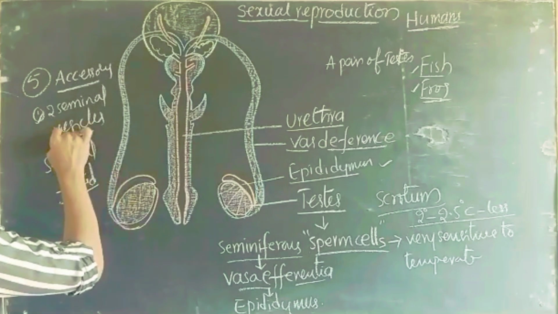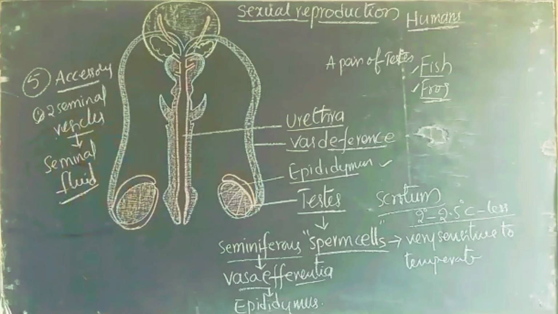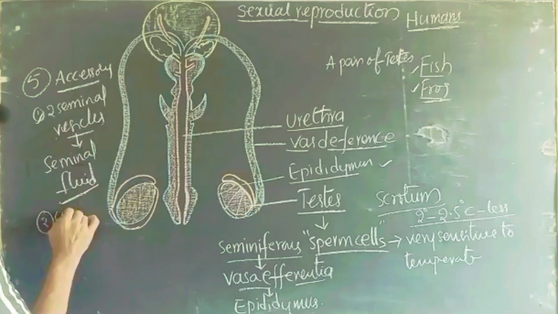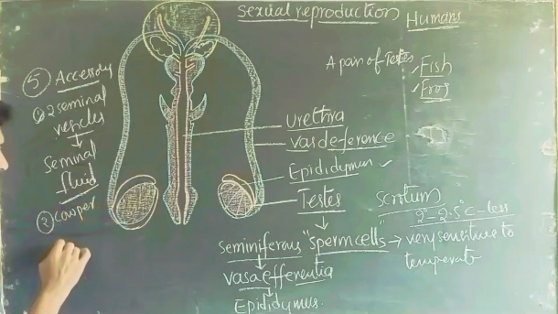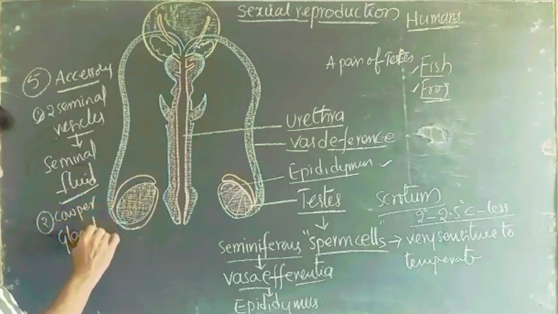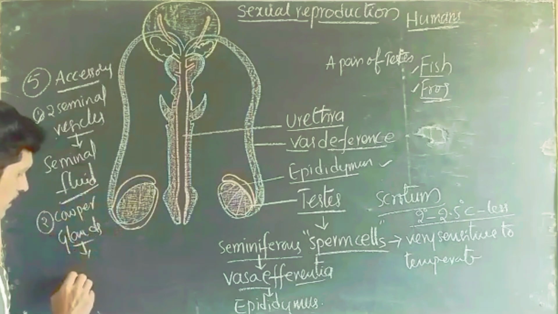Later, the other kind of glands are the two Cowper glands. The Cowper glands produce the Cowper fluid.